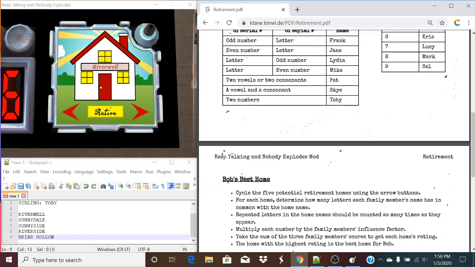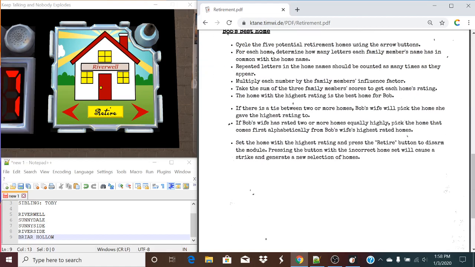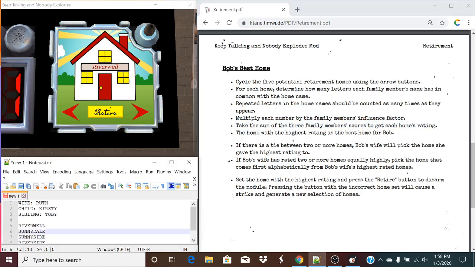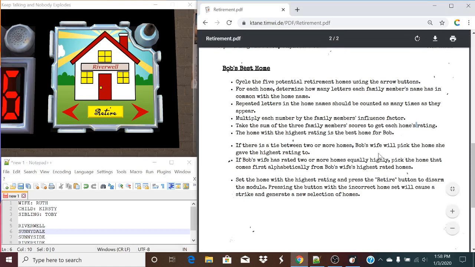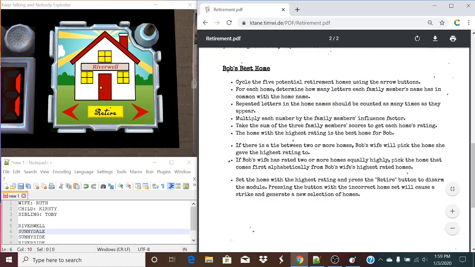Now what we need to do is determine what we need to do for this one. For each home, determine how many letters each family member's name has in common with the home name. Repeated letters in the home name should be counted as many times as they appear. Then we multiply each number by the family member's influence factor, and take the sum of the 3 family members' scores to get the home rating. It's kind of like Hogwarts a little bit, where you have the influences of the names, except this time we're looking at wives', children's, and siblings' names instead of house names.